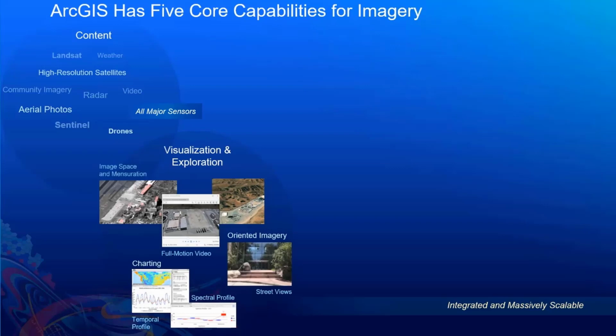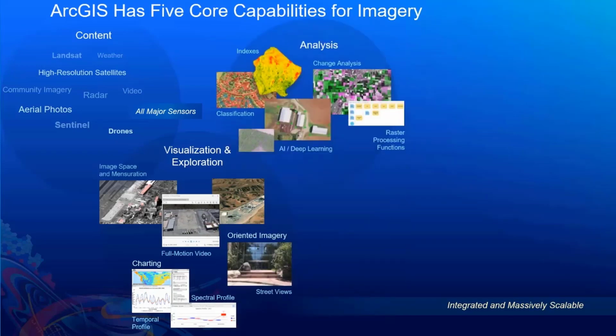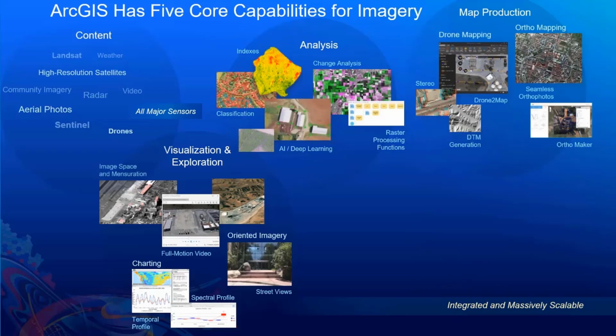After getting data, next step is to visualize and explore it. In ArcGIS, we have tools for different case studies. For example, you need spectral profiles for data with high spectral resolution, time or elevation sliders for multidimensional rasters. After that, you want to analyze the data for creating new information. You can create indexes, perform image segmentation, classification, and now you can also do object detection, instance, and semantic segmentations using deep learning capability. After analysis, next step is map production.